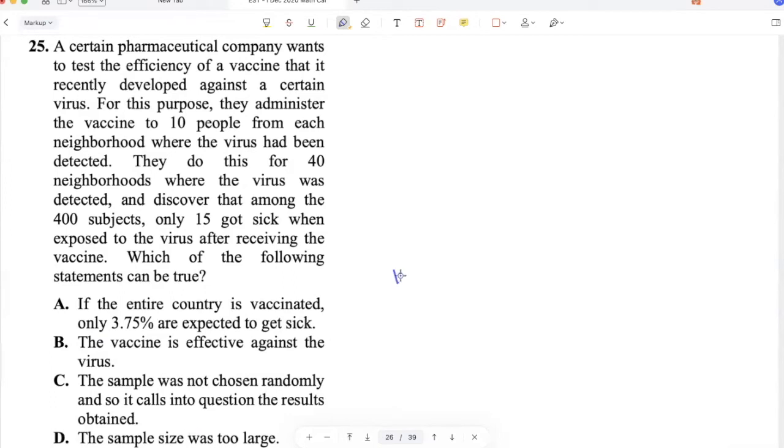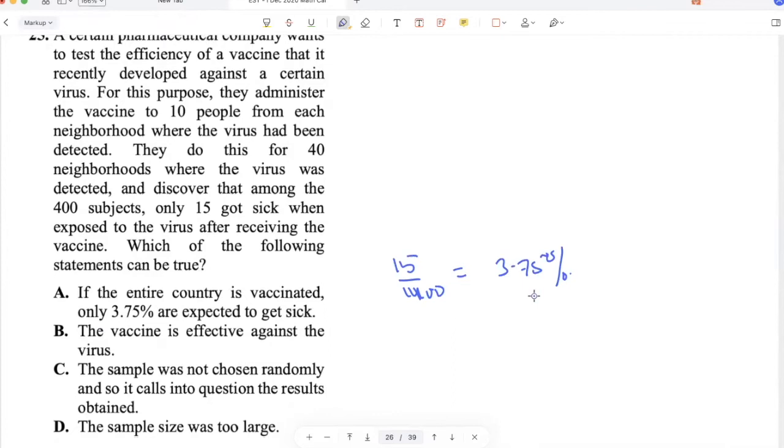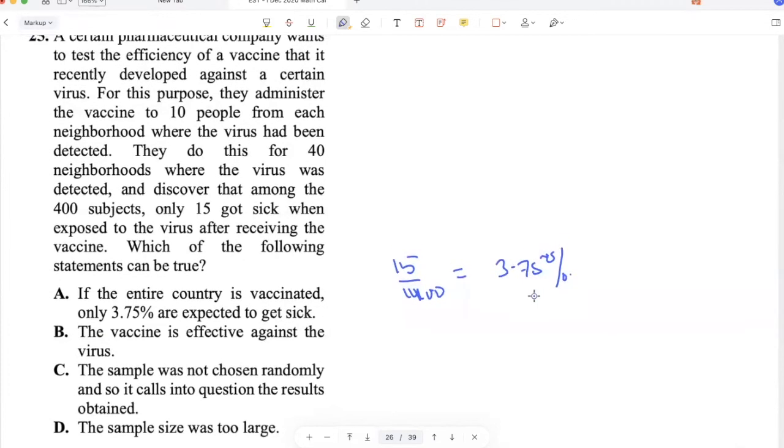Okay, so 15 by 400 is, yeah, 3.75%. Okay, vaccine is effective against the virus. The sample was not chosen randomly, and so it calls into question the results obtained. The sample size was too large. No, the sample size was not too large. It was 400.